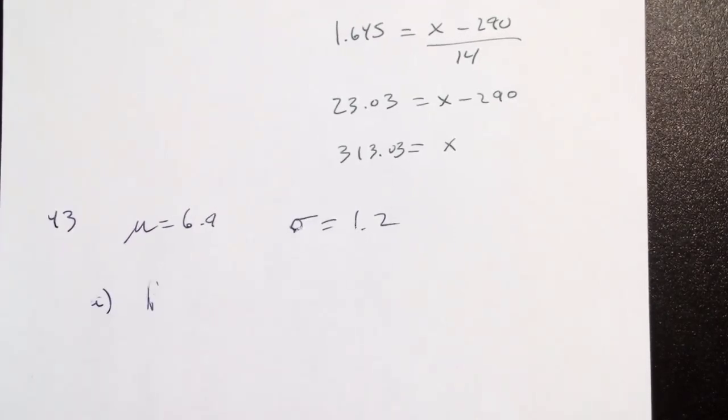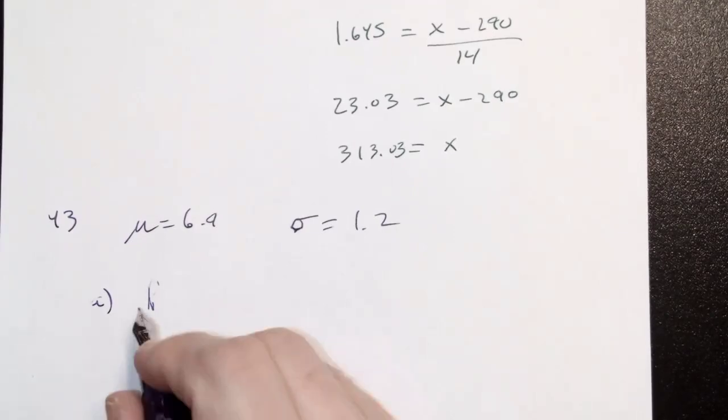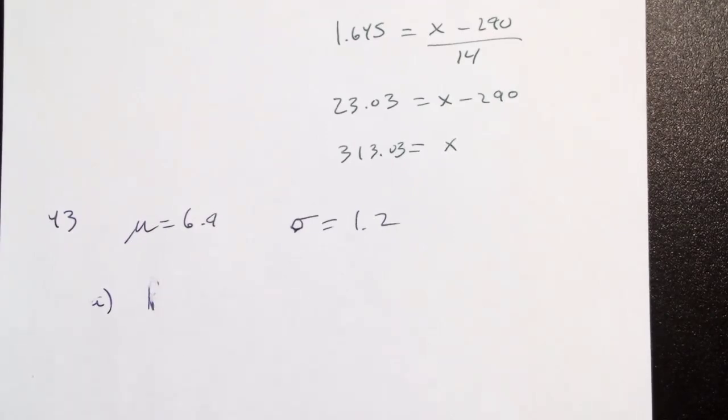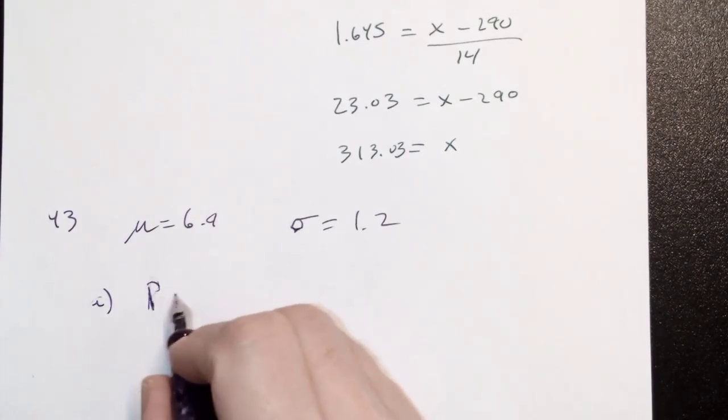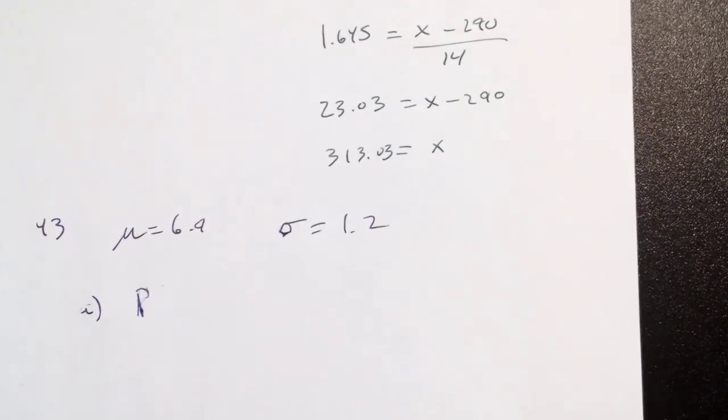How likely or unlikely is a baby whose weight is 8 pounds or more? What is the probability of 8 or more? So X bigger than 8.